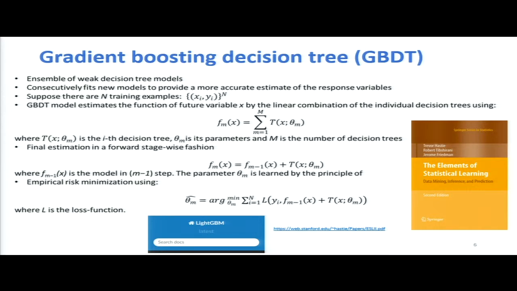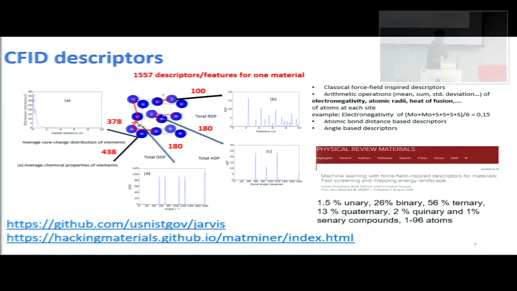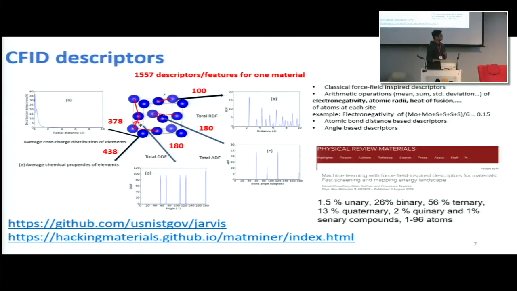So let's talk about our descriptors. I call them classical force field inspired descriptors. They have several components. First is the chemistry. On Monday, I think, there was a discussion: how do you tackle different chemistry? If you have a multi-component system, how do you tackle such a huge space of descriptors? One of the ways to solve this is average chemical descriptors. Suppose you have a molybdenum disulfide system, and it has 2 moly atoms and 4 sulfur atoms.